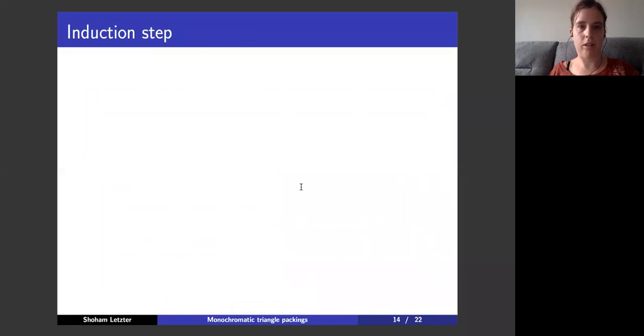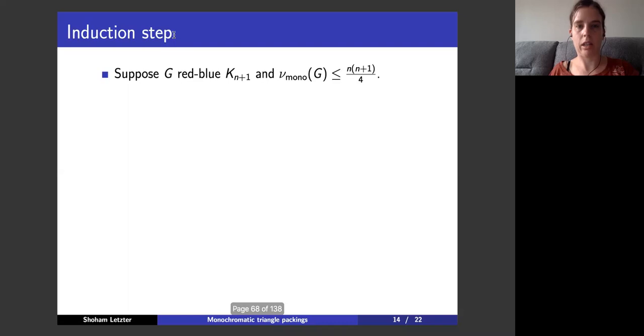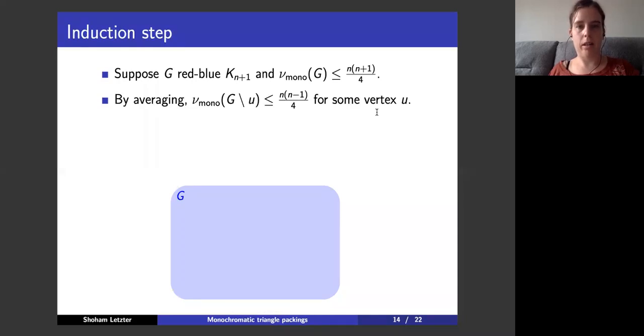So we mentioned this averaging trick, and indeed this is what I'm going to use. So I'm going to do induction, and this is how the induction step is going to look. I'm starting with a red-blue K_{n+1} graph G, whose packing number is below this n times n plus 1 over 4. So here's my G. And now I know by this averaging proposition that for at least one vertex, if I remove it, I get packing number at most n times n minus 1 over 4. Okay, so say this is the graph that I get after removing u.